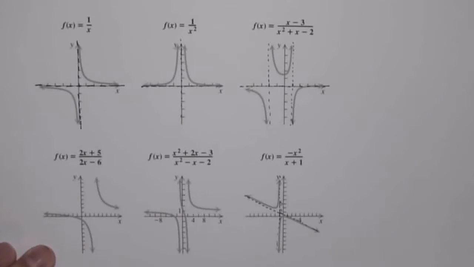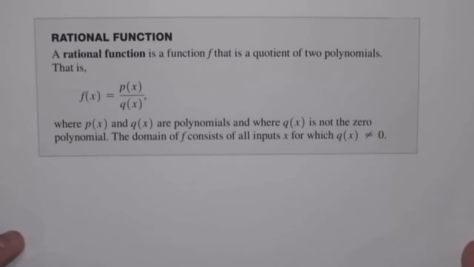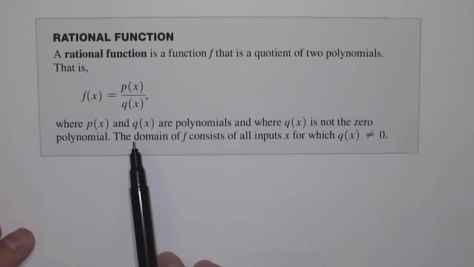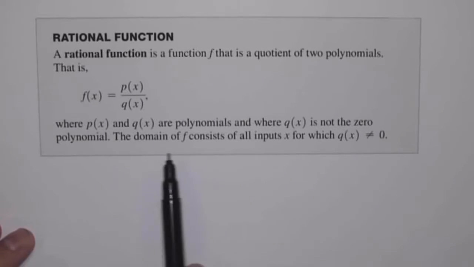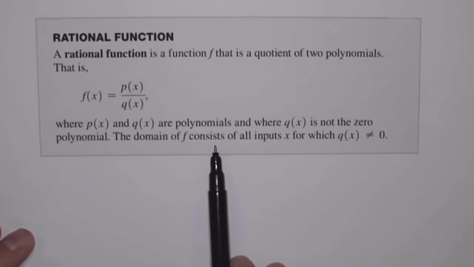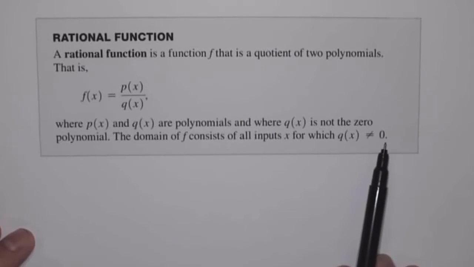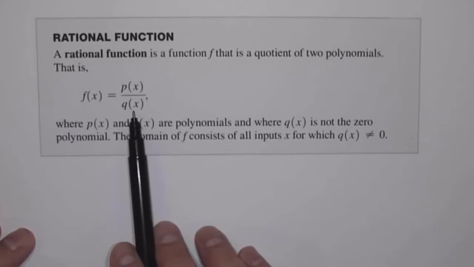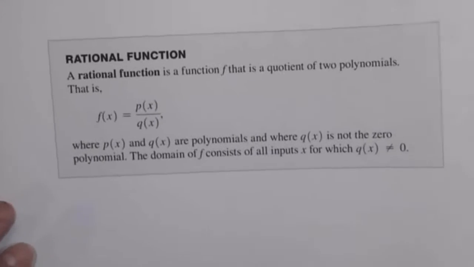So this is what rational functions are going to look like as a general rule. They have these kinds of characteristics. Now if I pull back in our definition for a rational function, I want to re-examine this last sentence. The domain of f consists of all inputs x for which q of x is not equal to 0. So we cannot have the denominator equaling 0. If the denominator equals 0, that causes division by 0, which of course is not allowed. And we've studied this previously, but I want to revisit that now that we're looking specifically at rational functions.